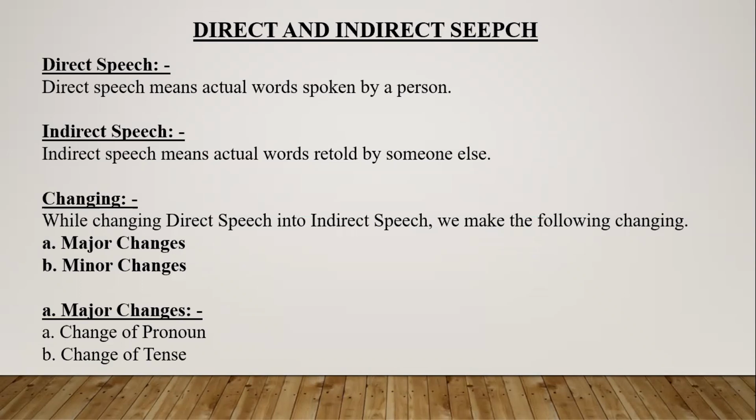For example, in indirect speech a third person is involved. When the first person and second person are talking to each other, and the third person comes into that speech, the involvement of the third person is called indirect speech, right? So when we are making direct speech into indirect speech, we have to go through some changes, and we should know what kind of changes we have.